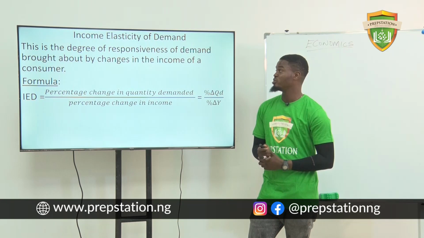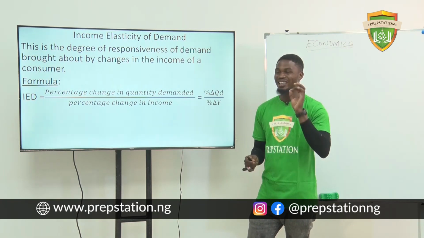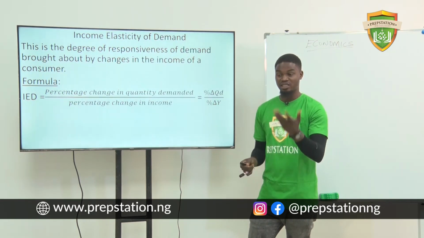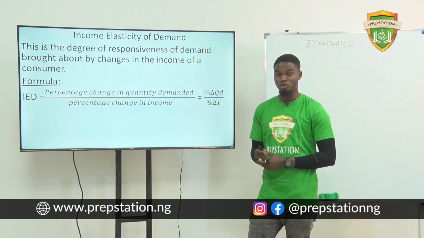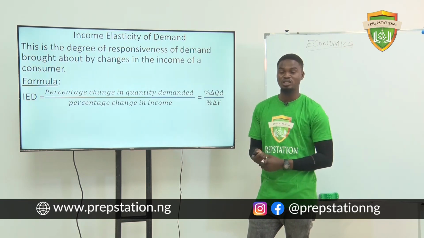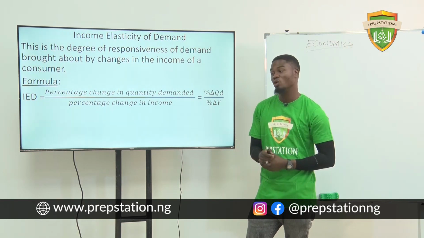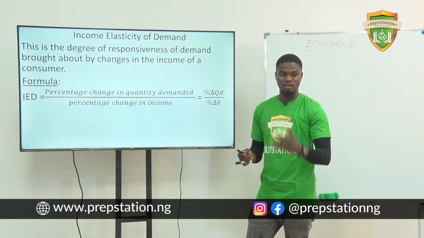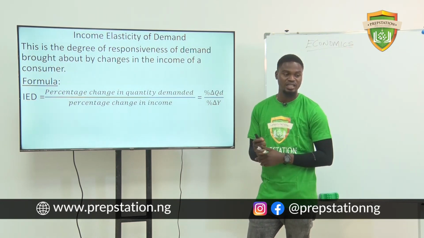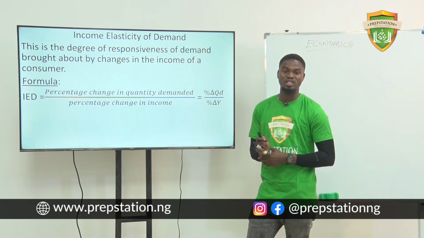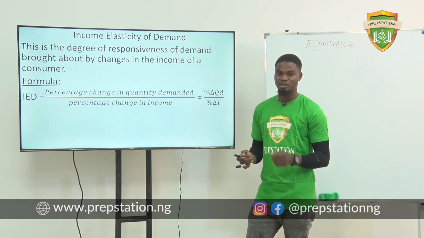Then we have income elasticity, which has to do with the degree of responsiveness of change in demand as a result of change in level of income. That is, when your income increases, you tend to buy more. And if the income reduces, it reduces your purchasing power, your ability to buy, which will bring your quantity a bit down. So here's the formula: percentage change in quantity demanded divided by percentage change in income. That is, income being the only factor affecting demand.